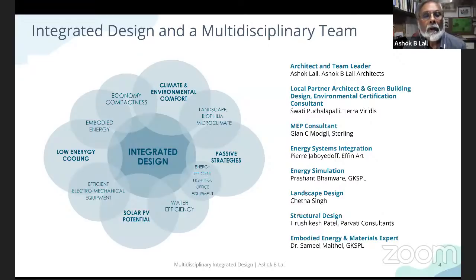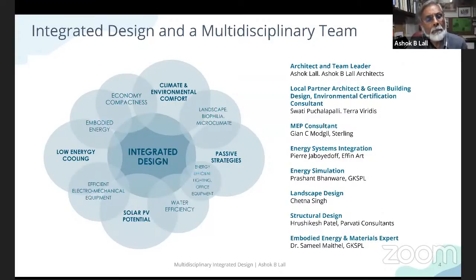So here's an example of what integrated design involves. On the one side, you'll see in this kind of rough Venn diagram, there is the climate and environmental comfort aspects of building design. There's what's outside and integrated sometimes in the building, which is the landscape and the surrounding biophilia and microclimate. There is the issue of embodied energy. There's the issue of using what we call passive strategies in the way we fashion the building's components and its fabric. We also have to worry about making a building economical, compact, efficient.